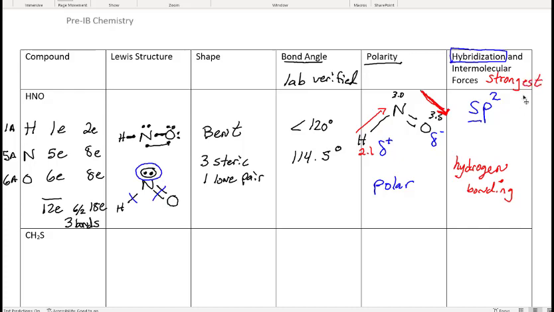this affects its boiling point. The stronger the bond, the higher the boiling point. Therefore, the more energy it takes to break the bond. The weaker the intermolecular force, the lower the boiling point. Therefore, the easier it is to break the bond apart.